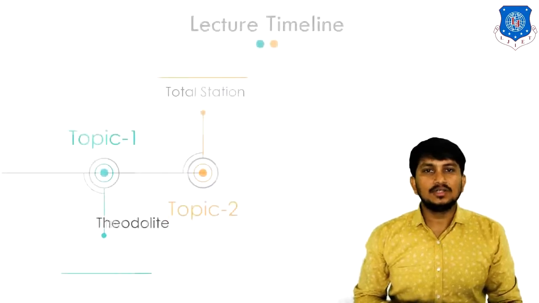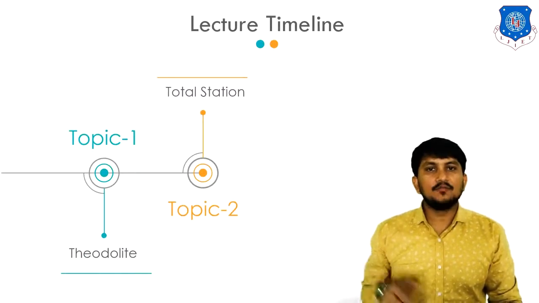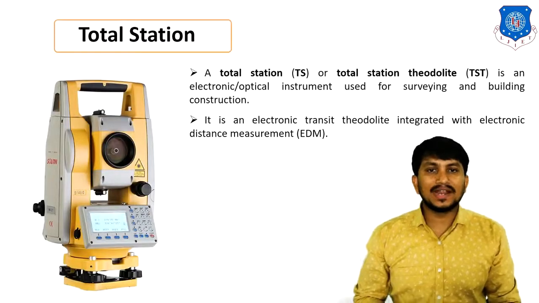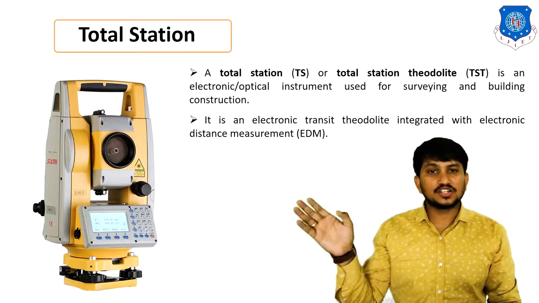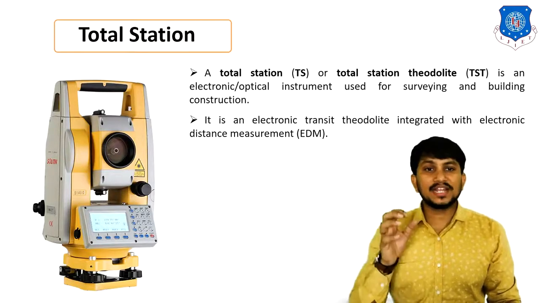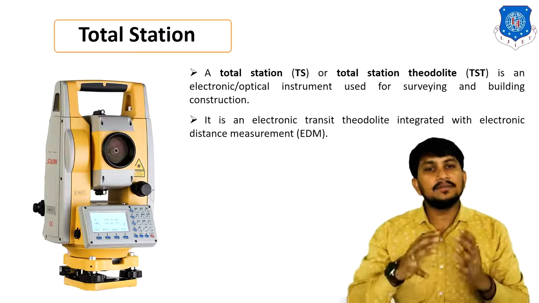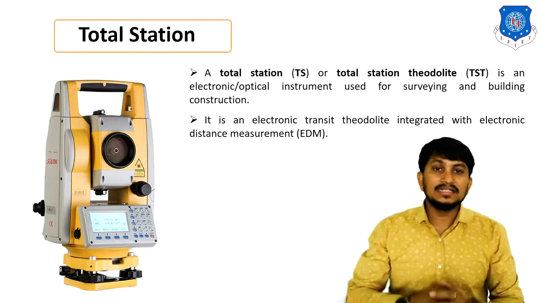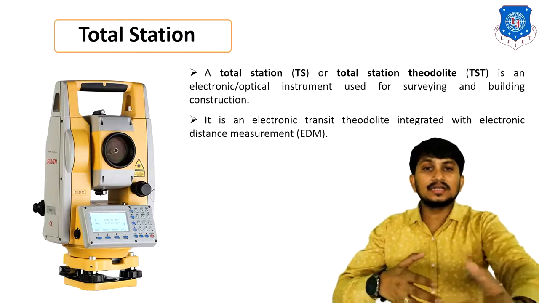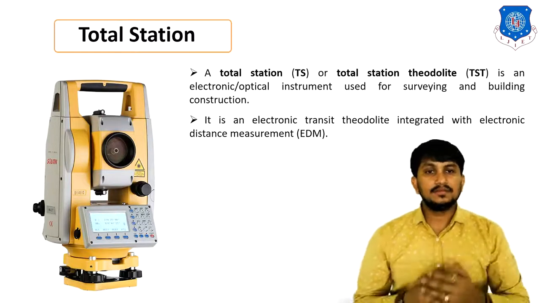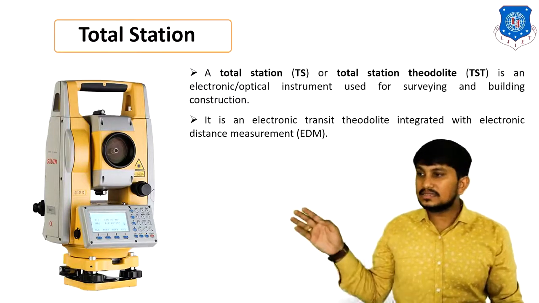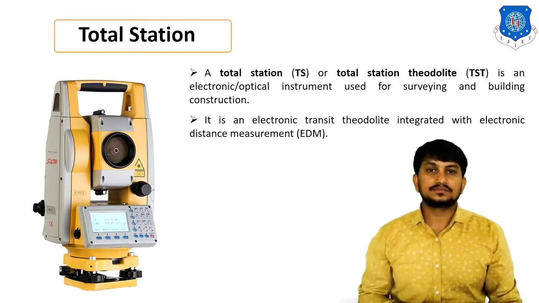Now let's move to the second topic in today's lecture, which is the total station. This is the second modern tool used nowadays. A total station or total station theodolite is an electronic or optical instrument used for surveying and building construction. It is an electronic transit theodolite integrated with an electronic distance measurement tool, which is also called EDM. This is the image of a total station.